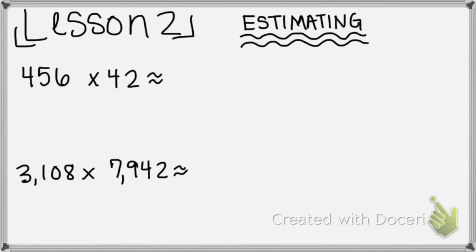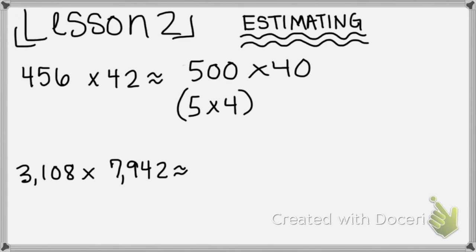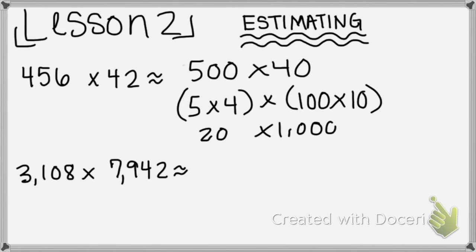So let's look at the first problem, 456 times 42. Students could estimate that is close to 500 times 40, and then they can use the associative property that they learned in Lesson 1 to say 5 times 4 first, and then tagging on our 3 zeros. Or we learned that that's 100 times 10, which is 1,000. So 20 times 1,000, and that gives us 20,000. Of course, this is an estimate.